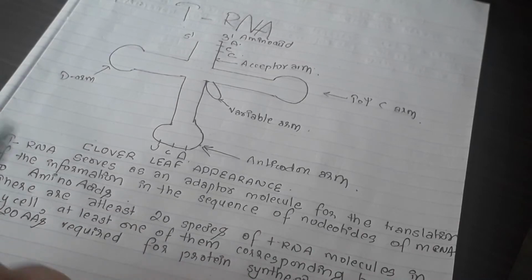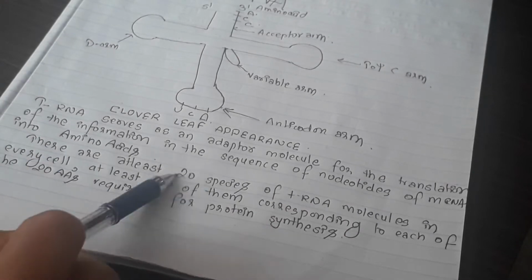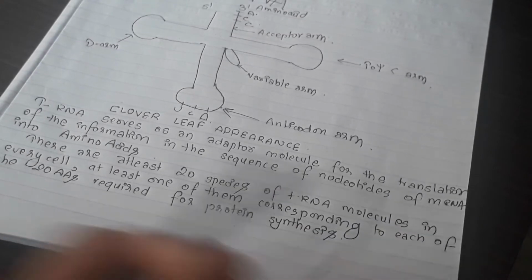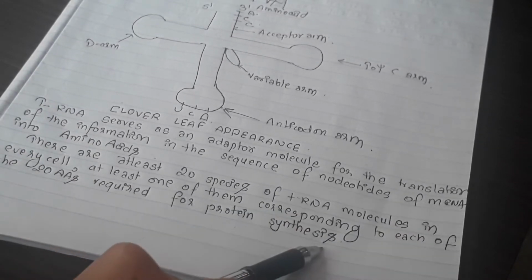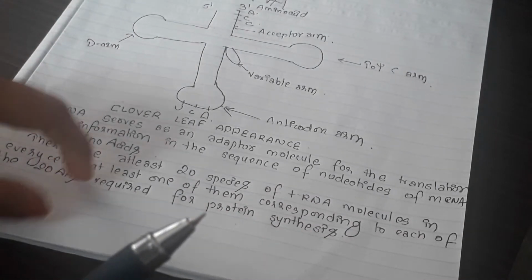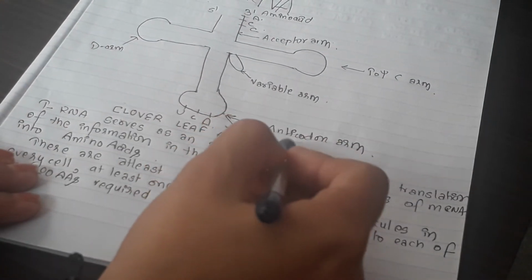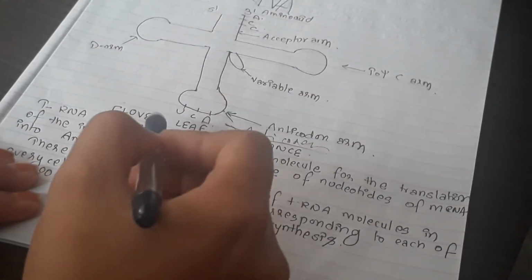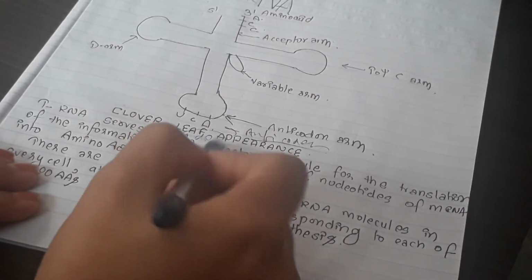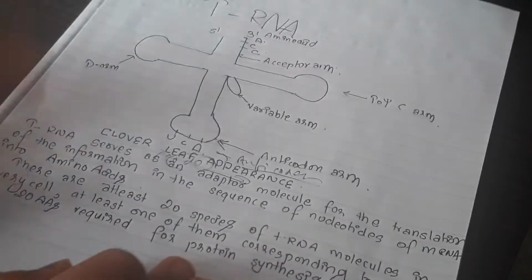There are at least 20 species of tRNA molecules in every cell, at least one of them corresponding to each of the 20 amino acids required for protein synthesis. So the 20 amino acids are handled with the help of tRNAs, which are also 20 in number. Each has an anticodon for the necessary amino acid, which combines with the codon and carries the information of the amino acid. So this is about the tRNA.